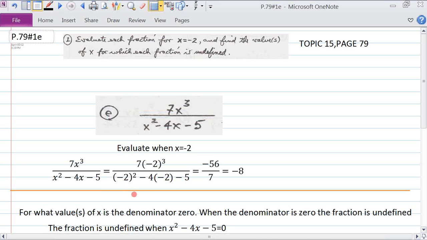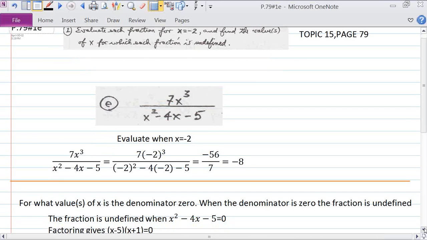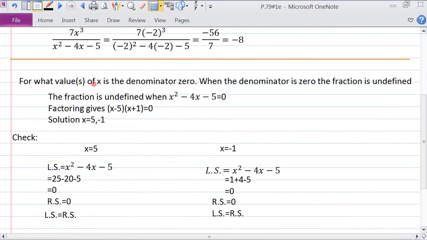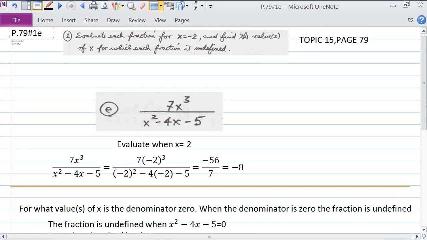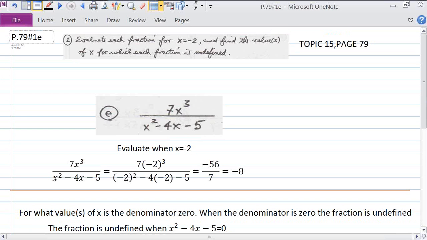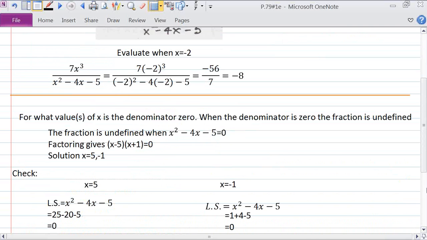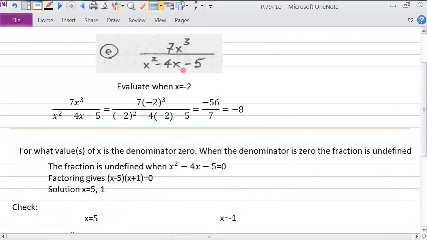So the denominator is 4 plus 8, which is 12. 12 minus 5 is 7. We said that the numerator was -56, so the answer is -8. Now the next part of the problem says we have to find what values of x for which the fraction is undefined. Now this fraction here will be undefined when the denominator is 0.